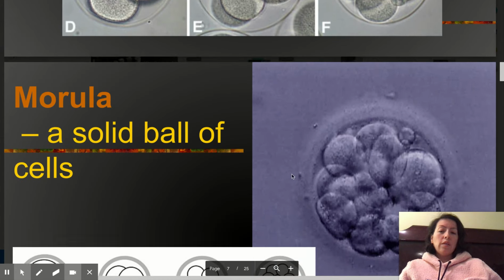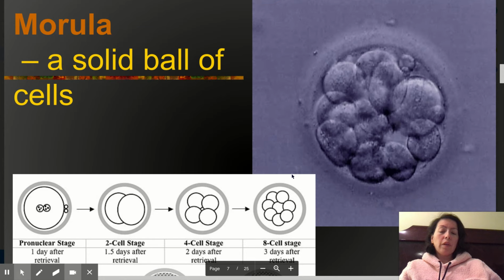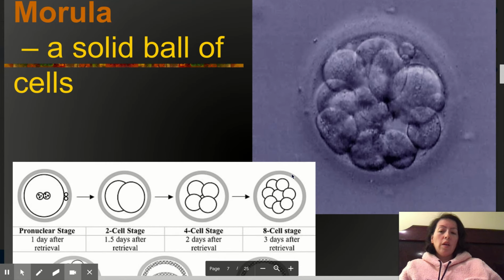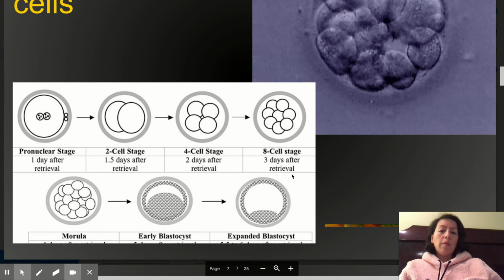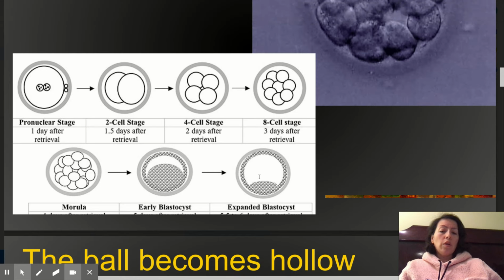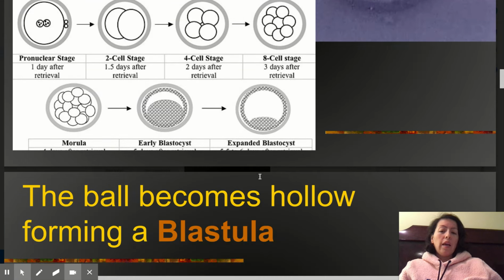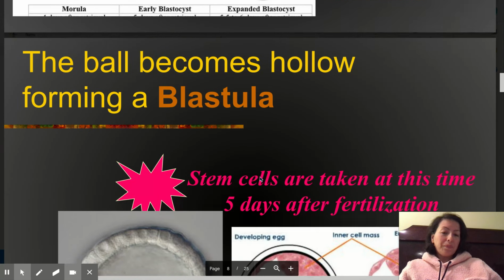Now, this ball of cells, it has a very specific name. It's called a morula. You don't have to know these terms, but this is, again, just showing you how you grow by mitosis. And what eventually happens is this ball of cells forms like a hollow ball, okay? And that hollow ball is called a blastula. They talked about this during the movie.